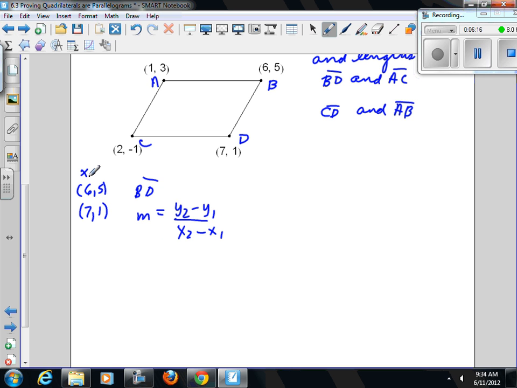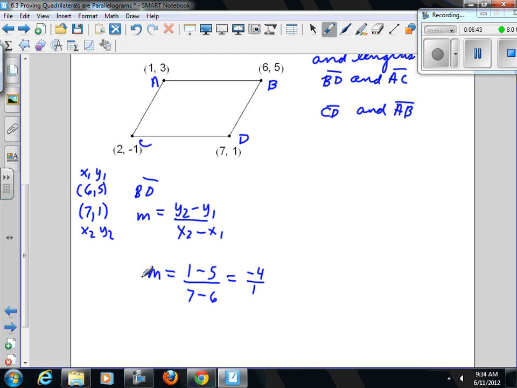All right, so here's x1, y1, x2, y2. So we have m is equal to y2, which is 1, minus y1, which is 5, over x2, which is 7, minus x1, which is 6. So we end up with negative 4 over 1.